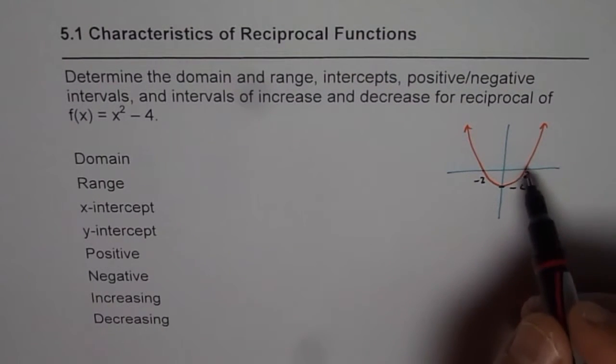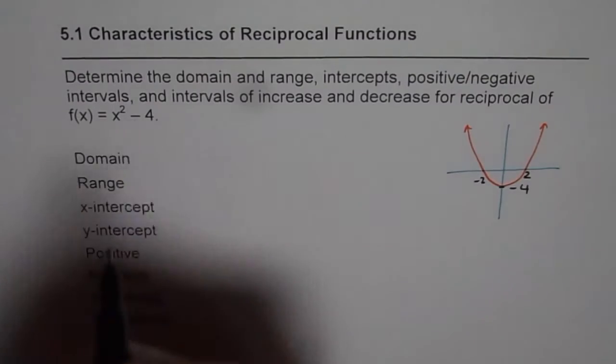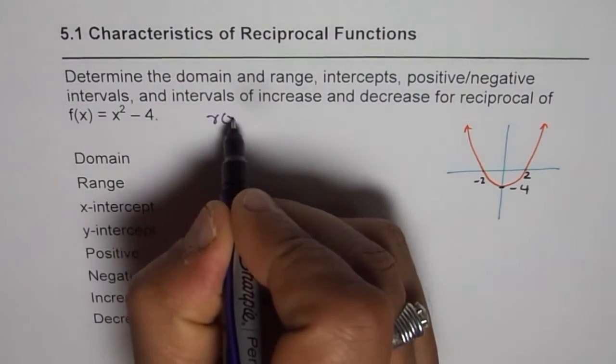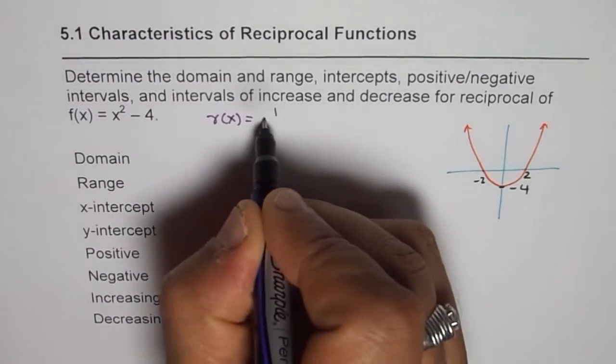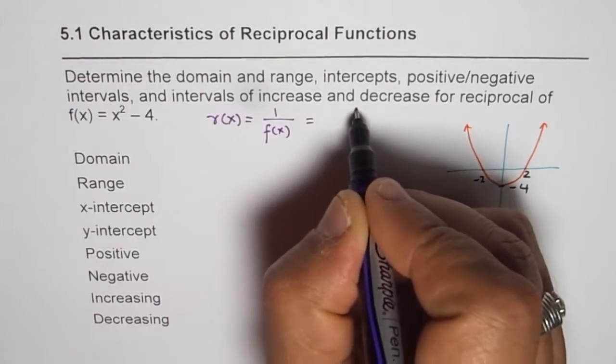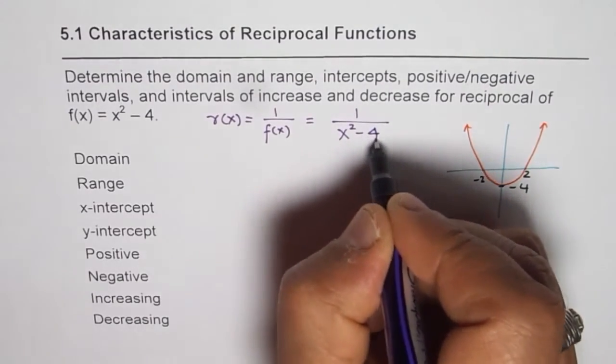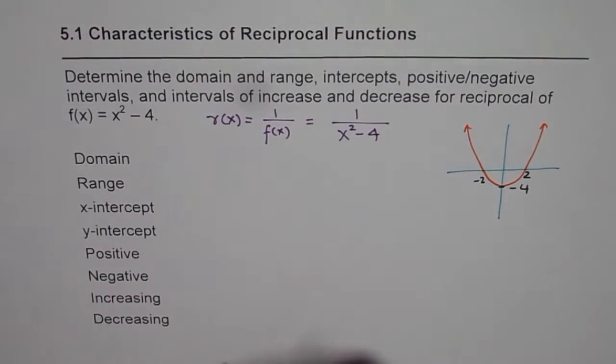Now let us consider the reciprocal of this function. When I say reciprocal, it means what? f of x is this. So what is the reciprocal of f of x? Reciprocal means 1 over f of x, right? So that really means 1 over x squared minus 4. So that is the reciprocal.